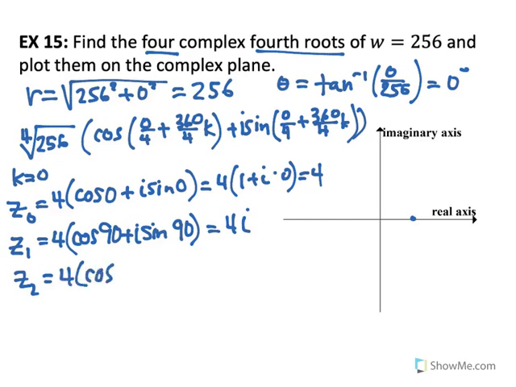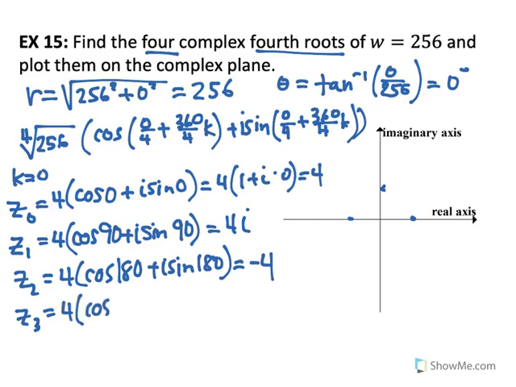Now for z2, I substitute 2 in for k here, and I'm left with 180 degrees. And this gives me negative 4. The other one is 4i, so I'd go up 4 on my imaginary axis. This one's back 4 on my real axis. I'm sure you can guess what my third point is going to look like. So our angle, if I substitute 3 in for k here, multiply that by 360, divide by 4, I get 270.